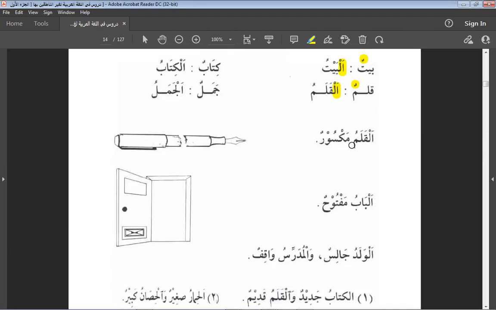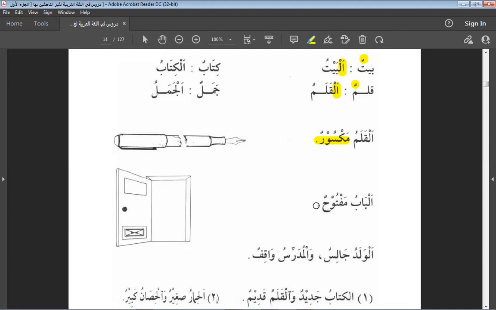Down here, we have al-qalamu maksurun. Maksurun means broken. The pen is broken. Pieces of something we call kisra: kaf, sin, ra, ta marbuta. Like pieces of bread. After eating bread, you realize there are broken pieces around. We call it kisratun min al-khubzi. From this same word kisara, to break, al-qalamu maksurun, the pen is broken. It says al-babu maftuhun, the door is opened.